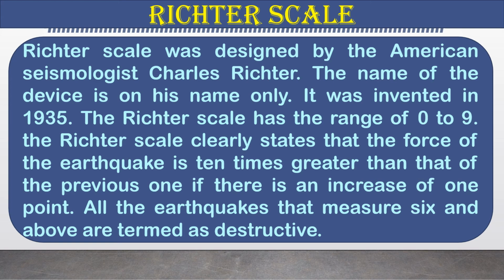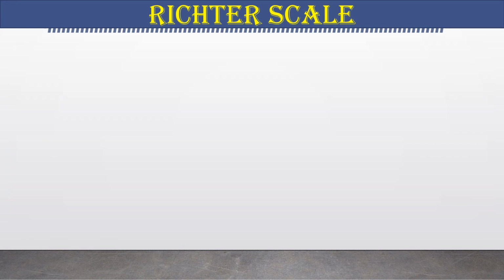If the earthquake goes from 0 to 1, that means it is 10 times higher than the previous one. Got it? So the earthquake is 10 times greater than that of the previous one if there is an increase of 1 point. All the earthquakes that measure 6 and above are termed very destructive. Just look at it.